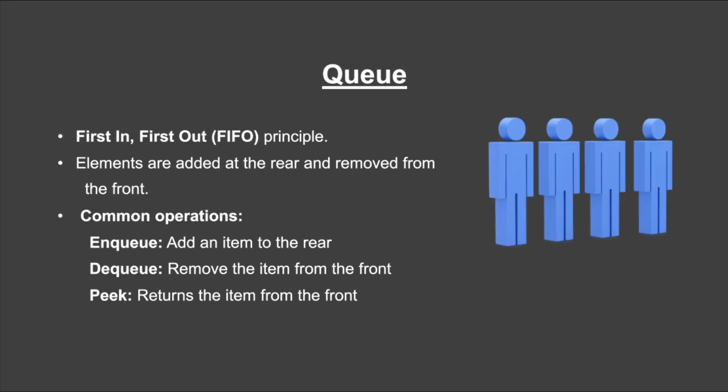And there's also the queue. Unlike stacks, queues work on the first in, first out principle. The first element that goes in is the first one that comes out. So you can add an item to the rear of the queue with the operation enqueue, and remove the item from the front with the operation dequeue. We can also return the item from the front with the operation peek. You can think of a queue like a line in the supermarket checkout. The first person to arrive is served first.